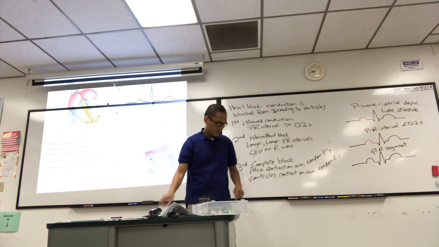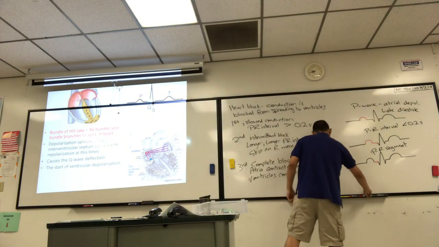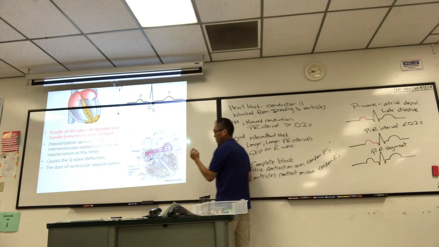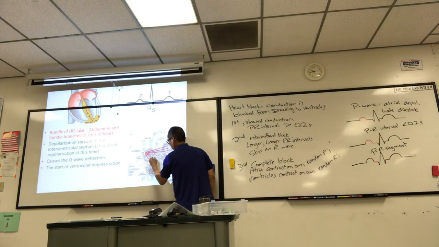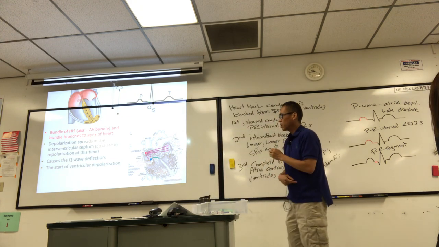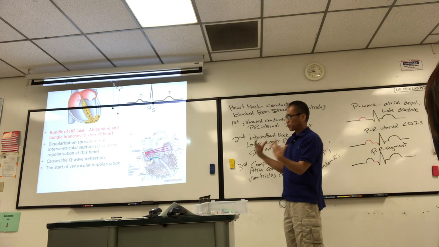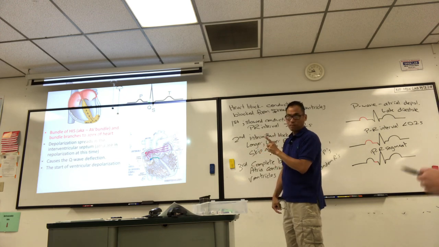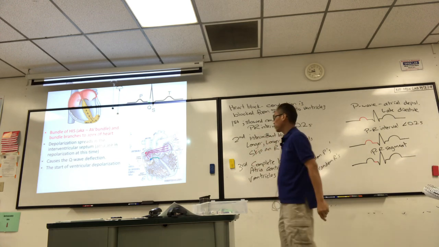Bundle of His. I'll use green. Right there. This is why you observe a conduction delay at the AV node, because you have all this traffic converging to a single bundle, and it kind of slows up the signal.